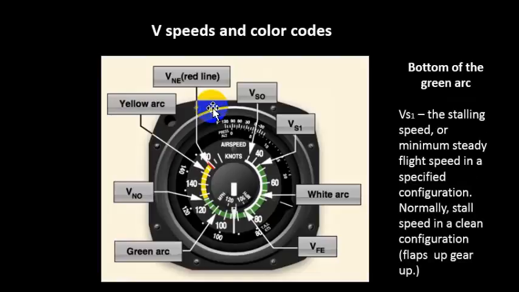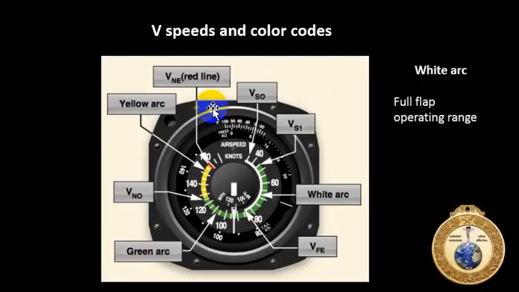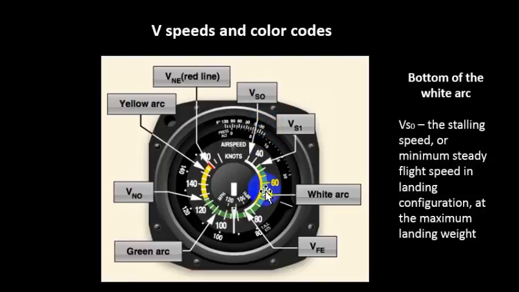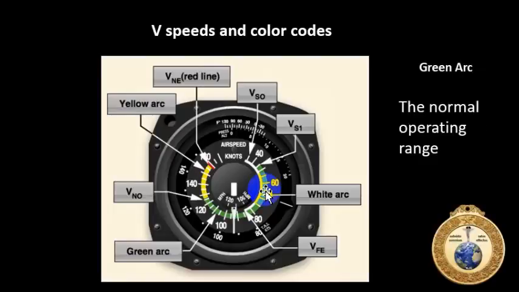Bottom of the green arc is the stall speed, VS1, or minimum steady flight speed in the specified configuration. This would be flaps up, gear up, what we call the clean configuration. We're not dirty like VS1 or VSO. The white arc is the normal operating range for flaps. You should not be extending flaps outside of this speed regime.